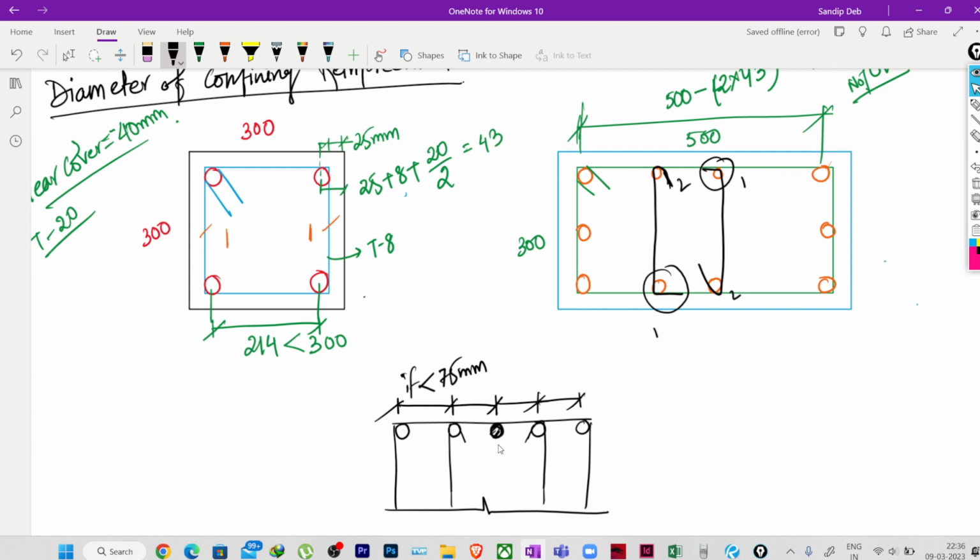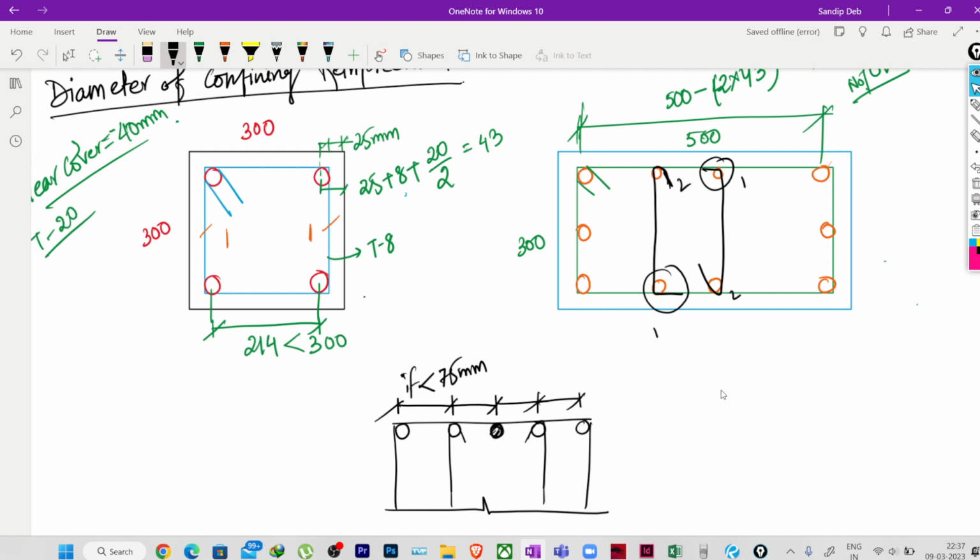Actually, that we will discuss later, that is the link criteria. But now, as we are discussing confinement reinforcement, obviously you have to know this also when you're providing confinement reinforcement. If the spacing of the links is very small, like less than 75 mm, that is not required actually as per IS 456. If the distance between the parallel legs of the transverse reinforcement is less than 75 mm, we can provide one bar, and alternate bars we can link.